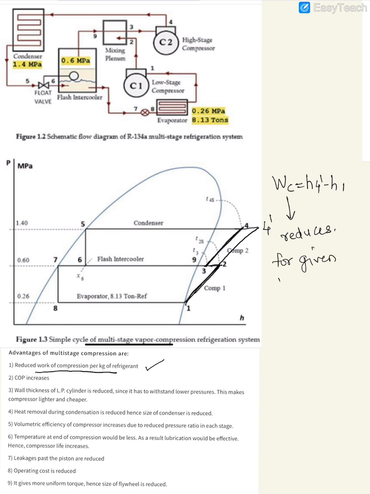Now, because the compression work reduces, for the given refrigerating effect, what would happen is the coefficient of performance would improve, because coefficient of performance is what? It is the refrigerating effect upon compressor work. And for a given refrigerating effect, if the compressor work reduces, the coefficient of performance improves. So this is the second advantage of multi-staging.